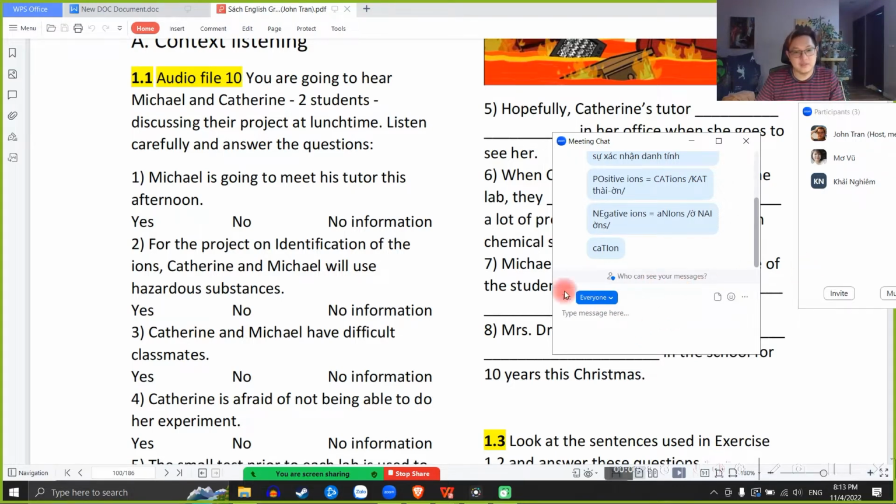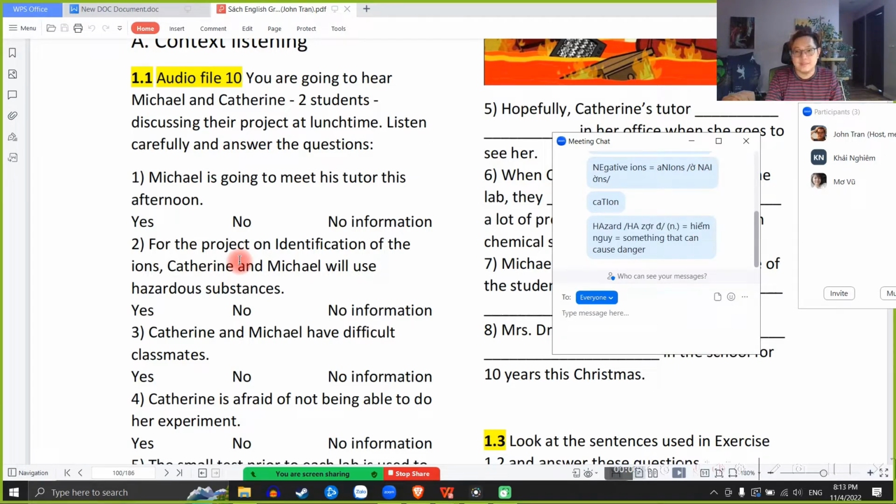So for the project on identification of the ions, Catherine and Michael will use hazardous substances. So we have the word hazard. Hazard là hiểm nguy. So hazard is something that can cause danger, một cái gì đó có thể gây ra nguy hiểm. It's not danger yet, but something that can cause danger. Hiểm nguy tức là một cái bước mà nó trước cái bước mà nó lên đến nguy hiểm. Tức là sao? Mang tính hiểm nguy thôi, chứ nó chưa đến cái mức mà gây ra nguy hiểm cho mọi người. Something that can cause cancer, can cause danger, but it's not there yet. Nó vẫn chưa đến mức đó.